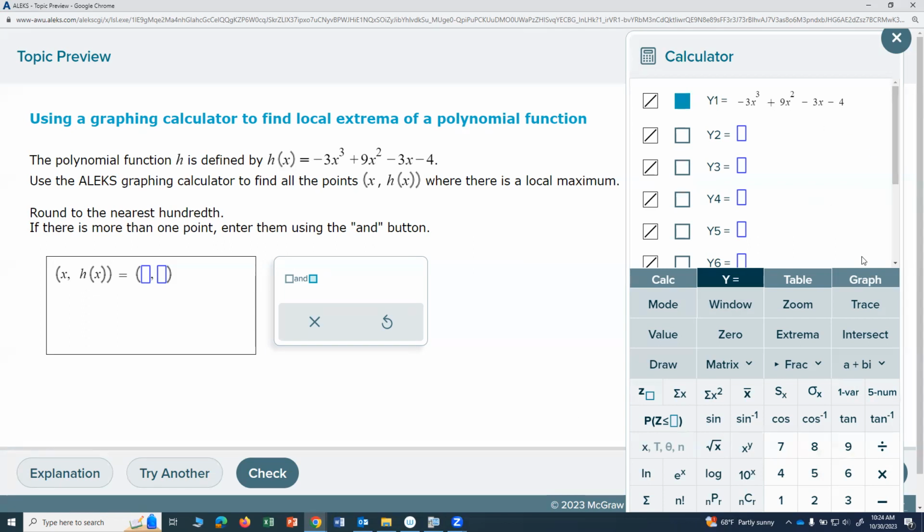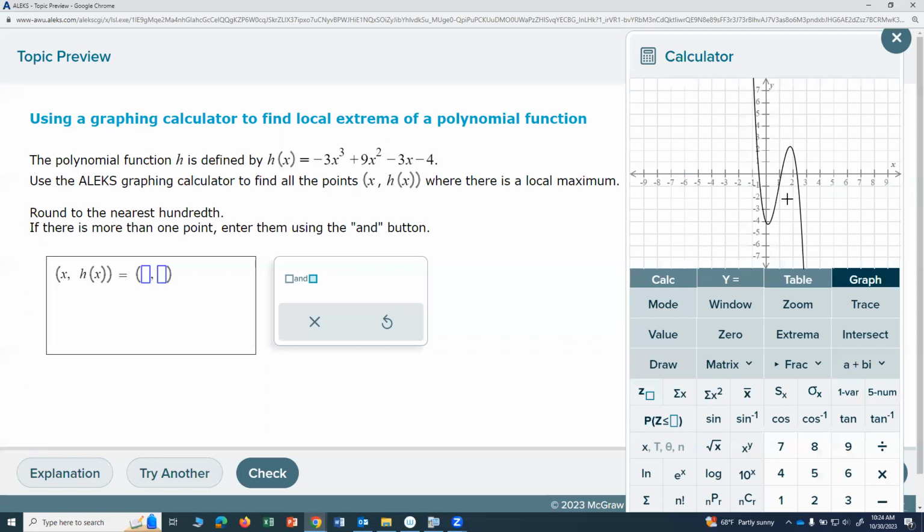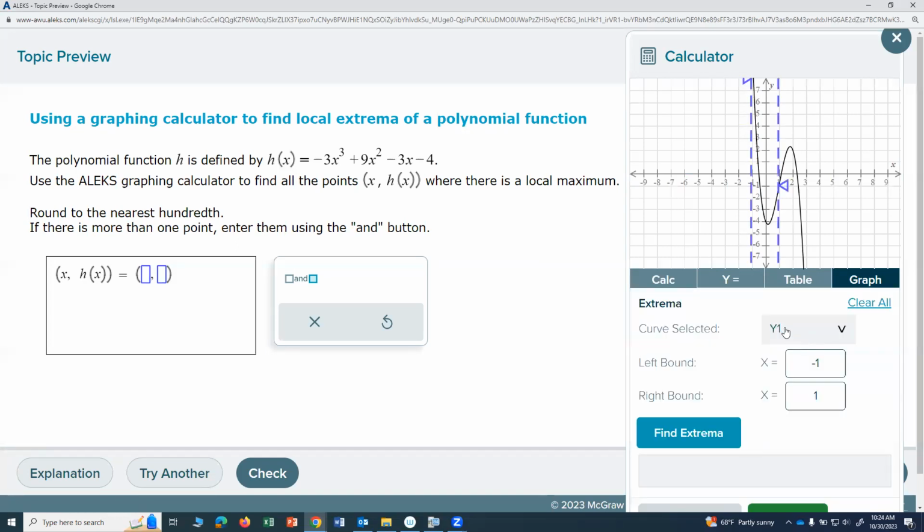Once I have that, I want to go to the graph and make sure I have a good window. I can see the local maximum. It looks like there's only one local maximum for this problem. Then I go to this Extrema button right here. I click on Extrema, and in this problem, I'm only looking for the maximum.